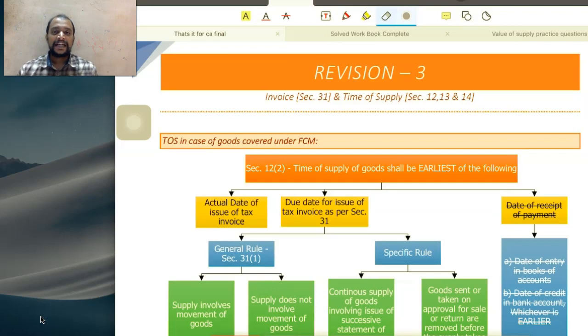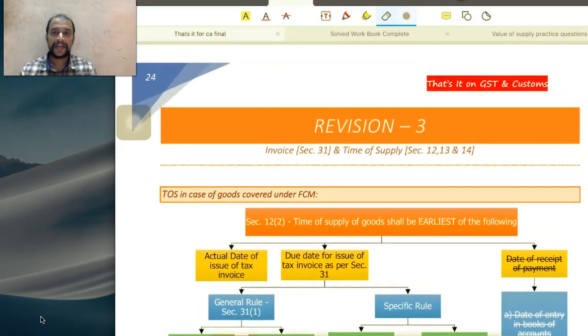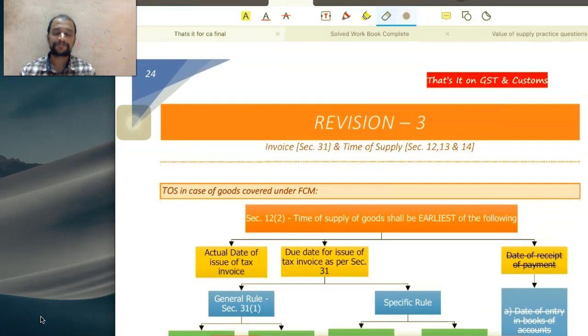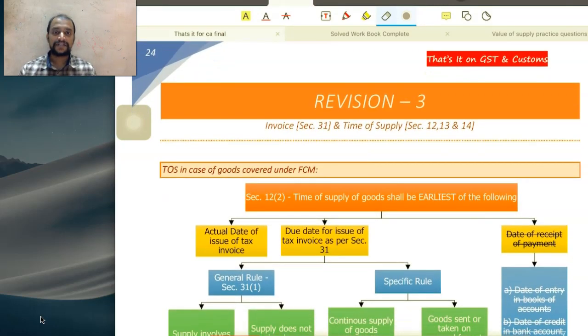In the last video, we have completed up to valuation, that is revision 2, and now we are proceeding with revision 3, that is time of supply. Let's proceed into that. So kindly look into page number 24. In page number 24, you can see revision 3, invoice and time of supply.